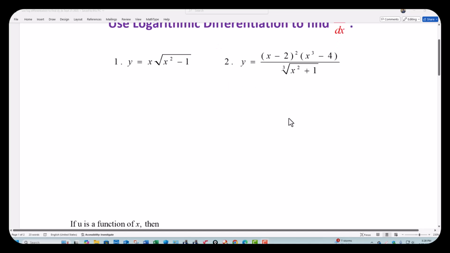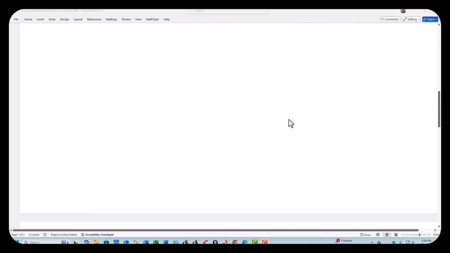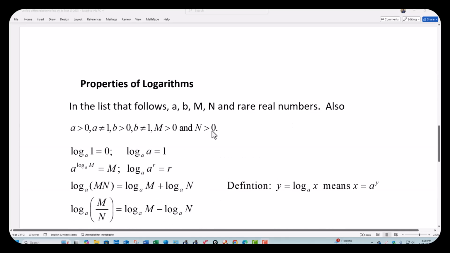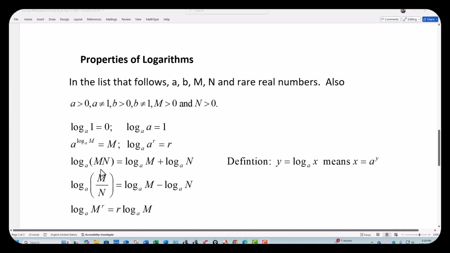Now what we're going to do here with logarithmic differentiation, we use properties of logs. Here are the main properties. The ones we're going to use, this one here, the log of mn to base a is equal to the sum of the logs. It's a lot easier to take the derivative of a sum than it is a product. So we can take a product and write it in terms of sum of logs. Same way with division. It's easier to take the derivative of a difference than it is a quotient.